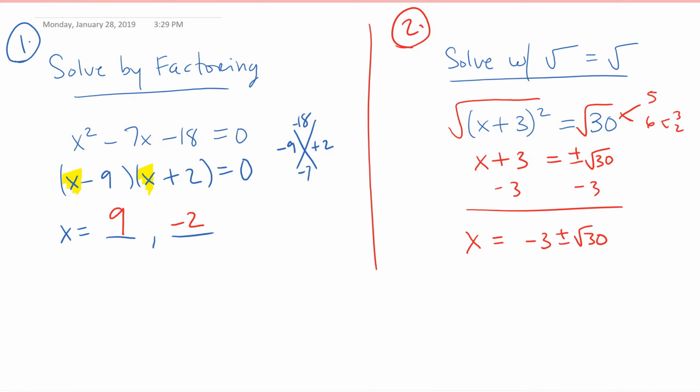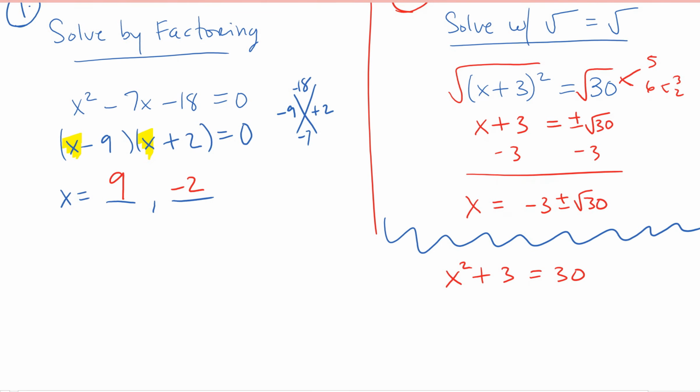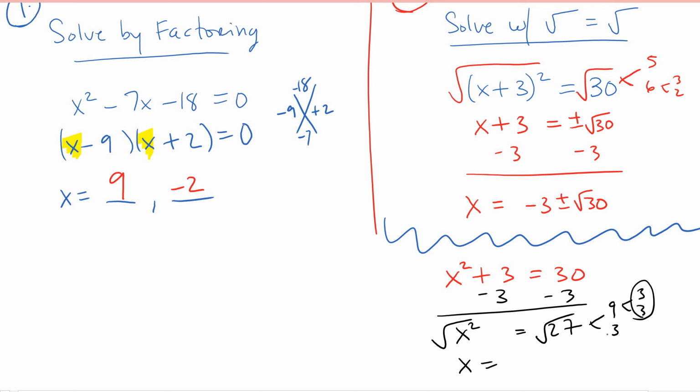Now, what if I had changed that problem ever so slightly? And what if I had made that problem x squared plus 3 equals 30? How would we solve it then? Well, we need to get x by itself, but the 3 is now outside of the square, so we're going to subtract 3 first, and then we'd square root both sides. 27's 9 and 3, 3 and 3, pair left over, so positive, negative 3 root 3, and that would be the answer.